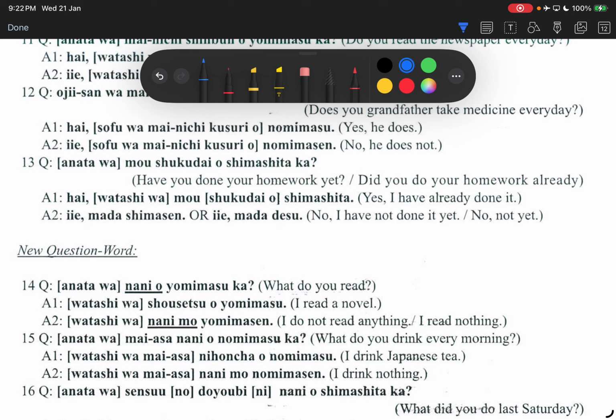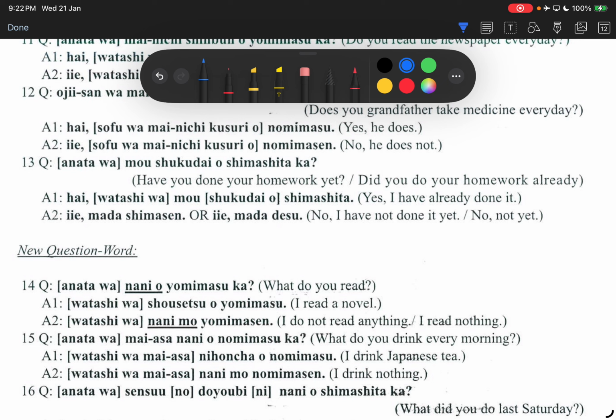Then A1 replies, Hai, mo shimashita. So mo shimashita, already done, already completed. A2 says, Iie mada shimasen. Of course you haven't done so, you must use the negative form. So Iie mada shimasen. But we don't say mada shimasen deshita. We don't use the past tense, because the work is still not done. Why would you use past tense? It's not completed yet. Okay, still not done.